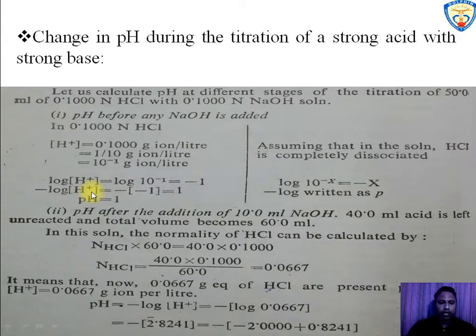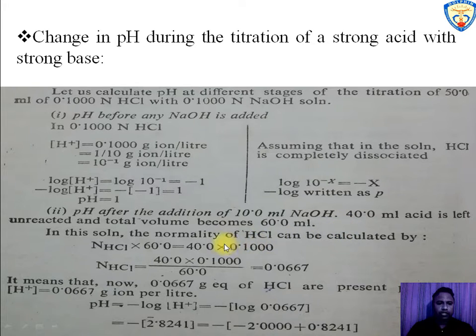So take log on both sides. Log of H plus concentration is equal to log 10 to the power minus 1, which is equal to minus 1. Then multiply by minus on both sides: minus log H plus concentration is equal to minus (minus 1), which is equal to 1. So pH of the HCl before NaOH is added is 1.